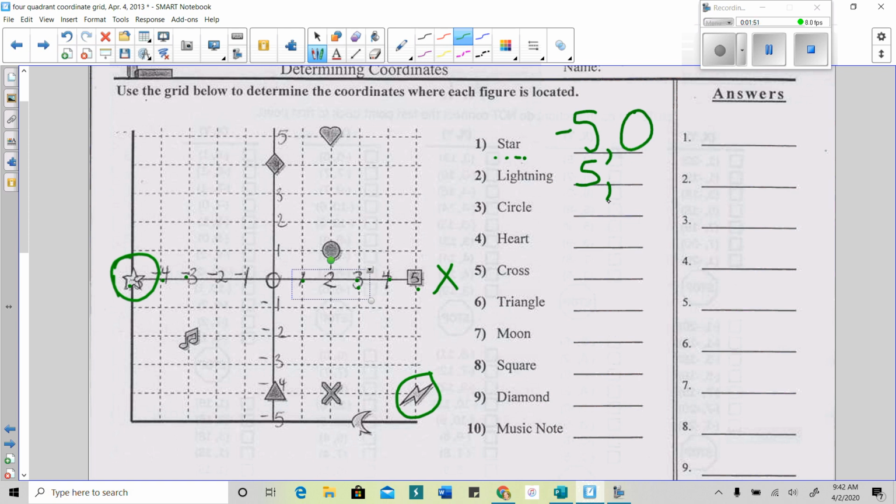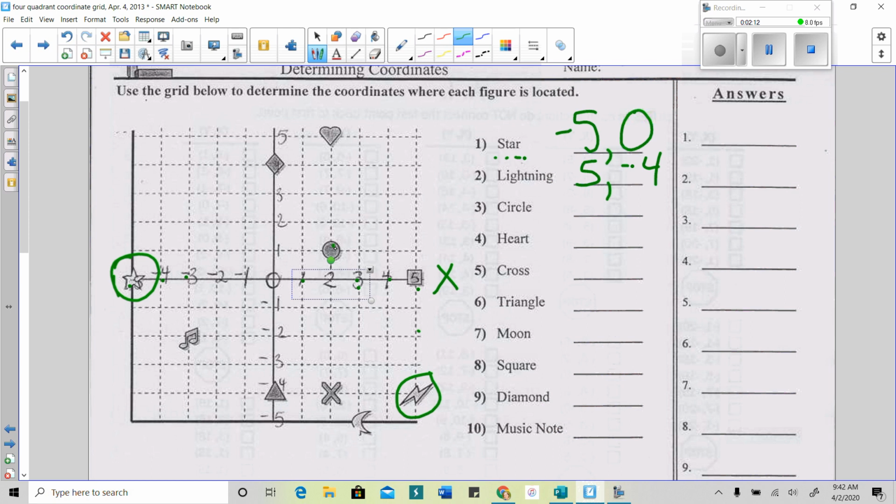Now I need to go either up or down. And in this case, I would be going down. So I would go down 1, so that's -1, down 2, that's -2, down 3, 4, I would go down a total of -4. So the coordinates for the lightning bolt would be 5, -4. Okay, going on to the circle.